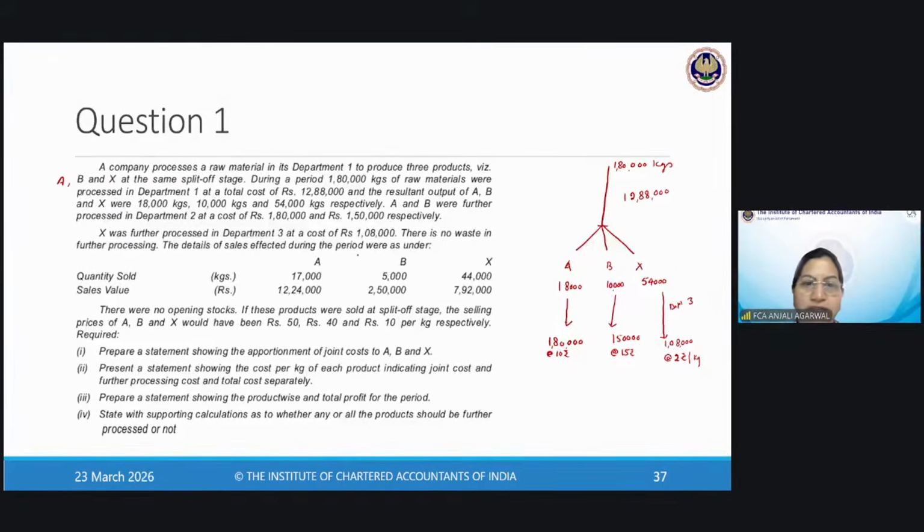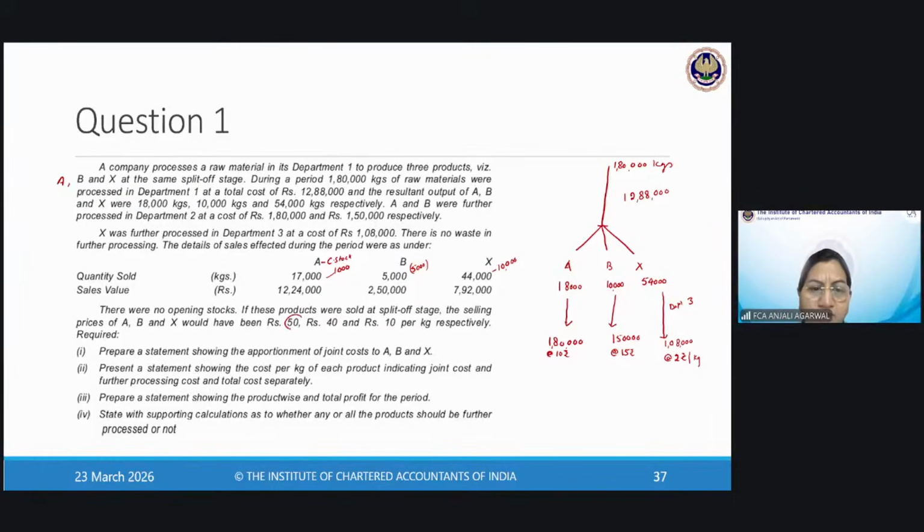The details of sales affected during the period was as under. 17,000 kgs of A was sold. That means A has a closing stock of 1,000 kgs. B has a closing stock of 5,000 kgs. Entire unit is not sold. And X has a closing stock of 10,000 kg. We had 18,000 kgs of A, 17,000 sold, which means 1,000 was remaining. 10,000 kgs of B, 5,000 sold, so another 5,000 remaining. 54,000 of X, 44,000 sold, another 10,000 kgs. There was no opening stock.